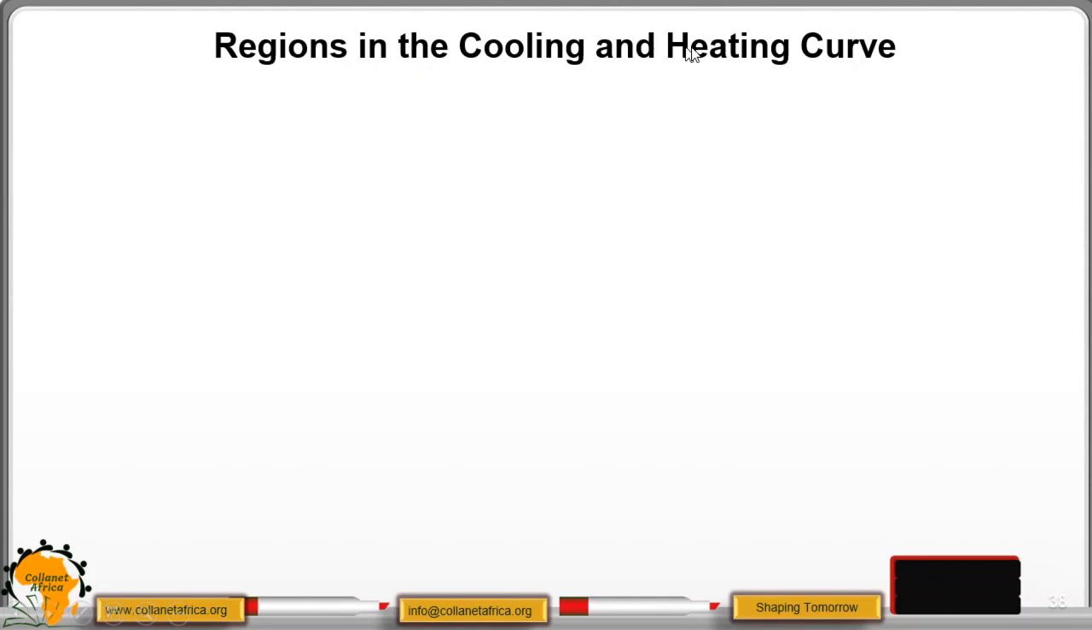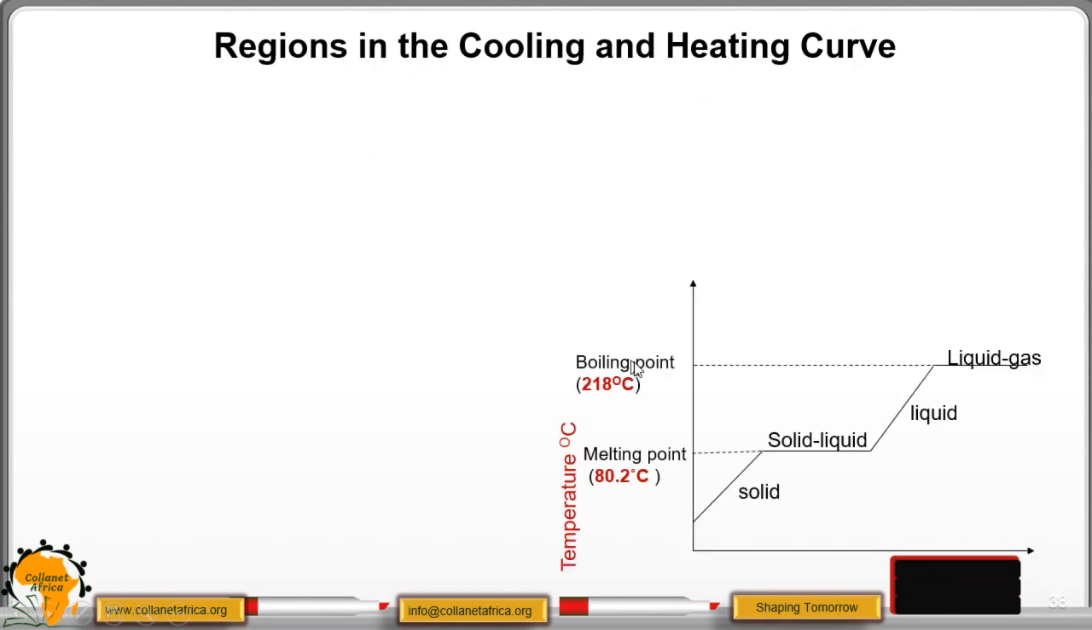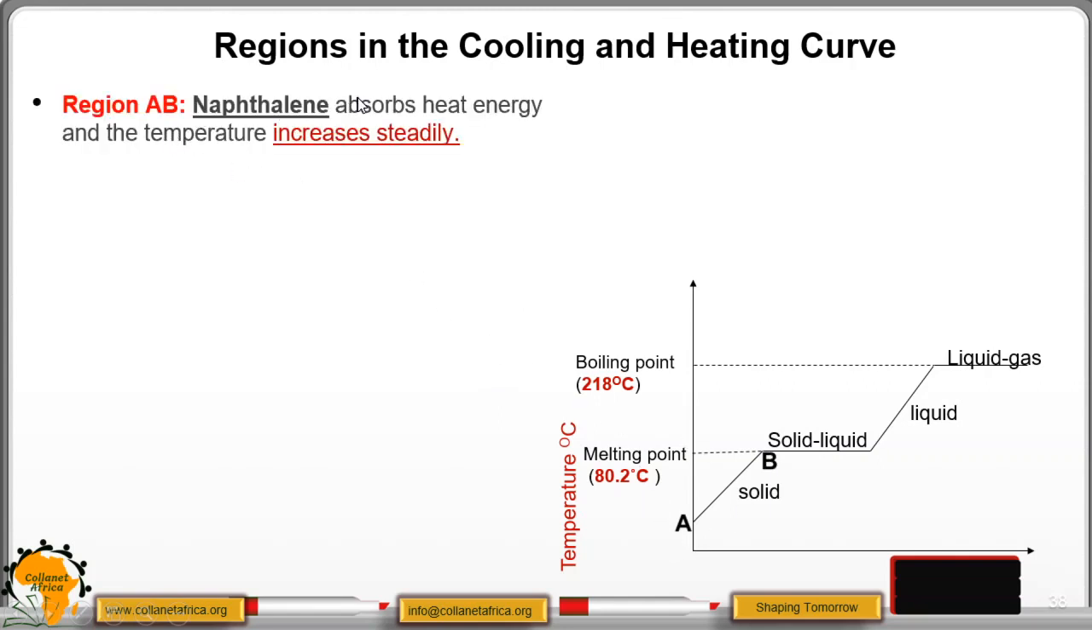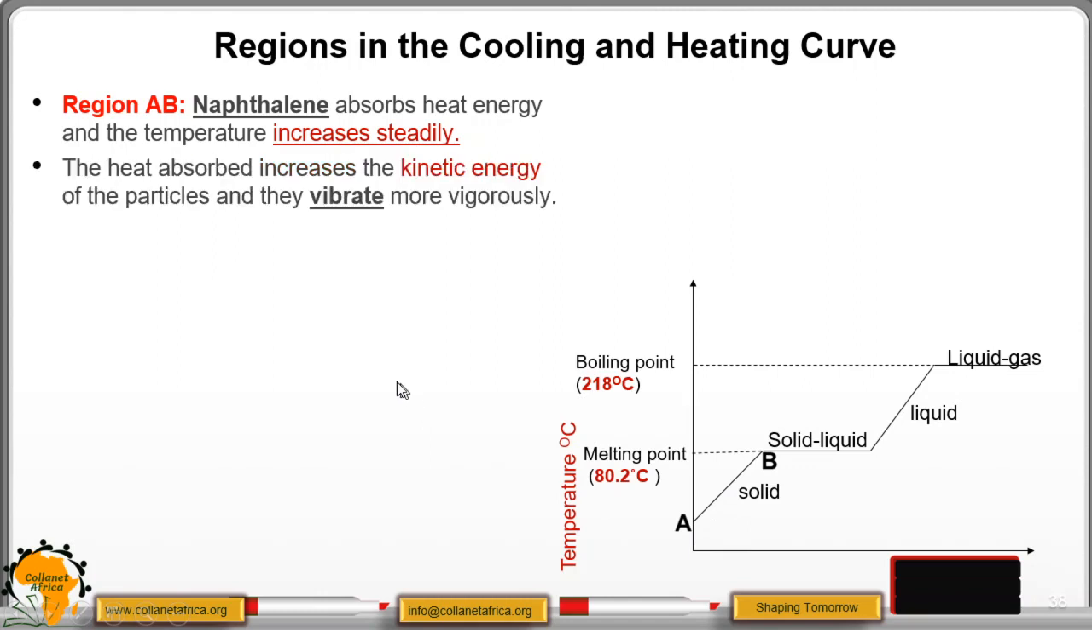Regions in the cooling and heating curve. This is a curve. We have the solid at room temperature. So we have different regions, A, B. In region AB, naphthalene absorbs heat energy and the temperature increases steadily. The heat absorbed increases the kinetic energy of the particles and they vibrate more vigorously. So the kinetic energy is increased at this level.